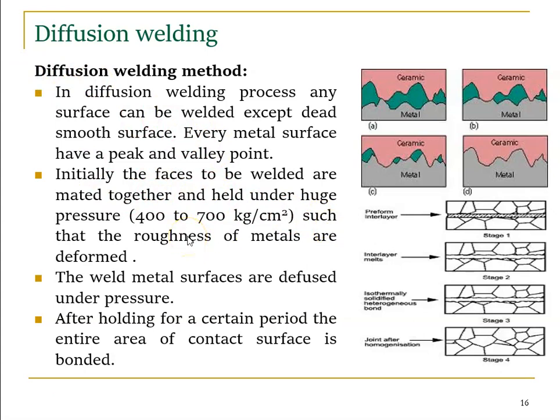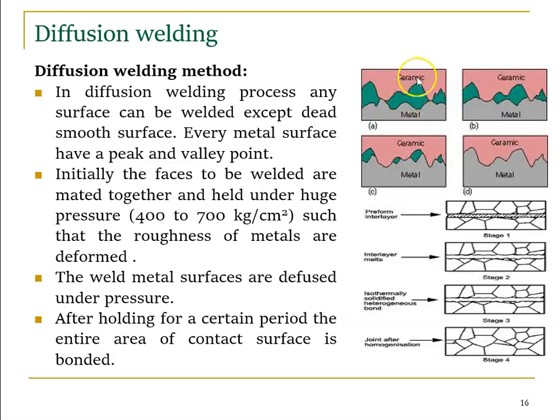Initially the faces to be welded are brought together and held under huge pressure. So we apply more pressure, up to 400 to 700 kg per centimeter square, such that the roughness of the metals is deformed. The weld metal surfaces are diffused under pressure. After loading for a certain period, the entire area of the contact surface is bonded. So this is diffusion welding, right? We have a metal or ceramic. This is also used for dissimilar metals.